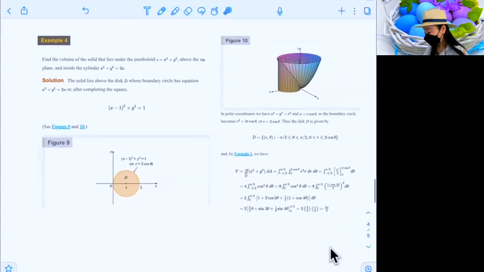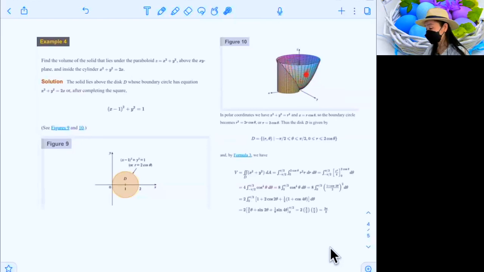Let's see. It looks like this. If you try to graph it, this is the paraboloid. It looks just like this. And then above this xy plane and inside the cylinder, x squared plus y squared equals 2x.